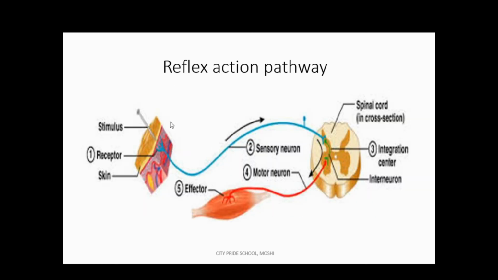Now let us examine the pathway of a reflex action. The stimulus here is a pin pricking the skin. The sensory neuron carries the message to the spinal cord, and at the spinal cord an appropriate response is generated and passed on to the motor neuron through another neuron called the interneuron. The motor neuron carries the motor messages to the effector organ.